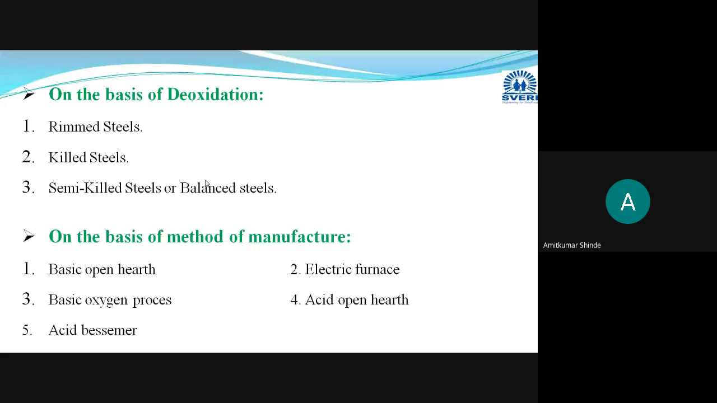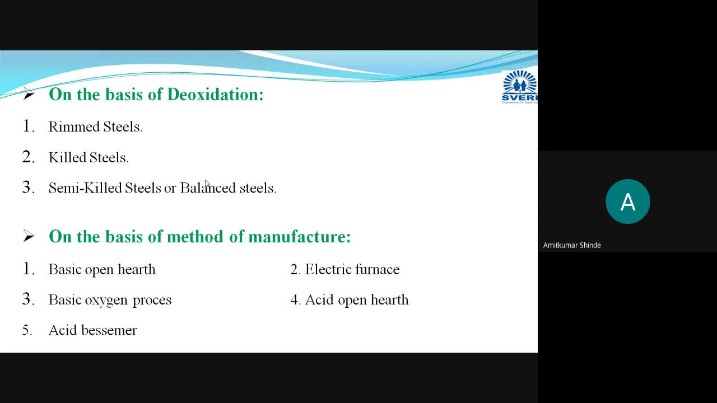Now, in killed steel, we are not going for making thin plate steels. Here we are adding some deoxidizing agents like aluminum, manganese, or silicon. With the help of ferromanganese or ferrosilicon compounds, that we are adding.